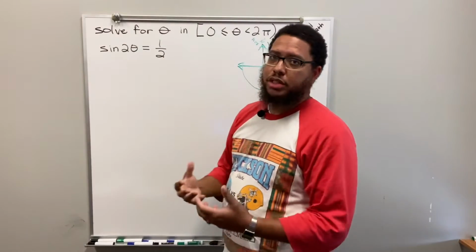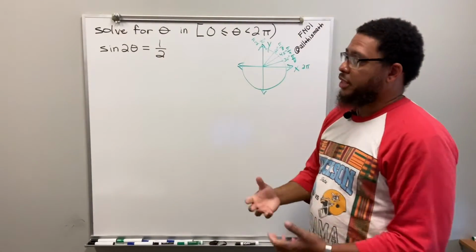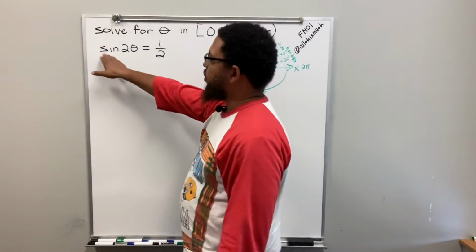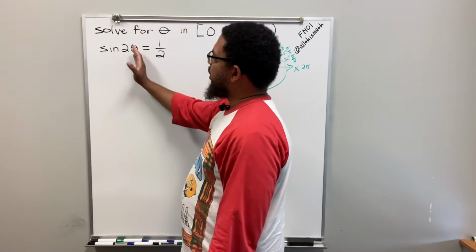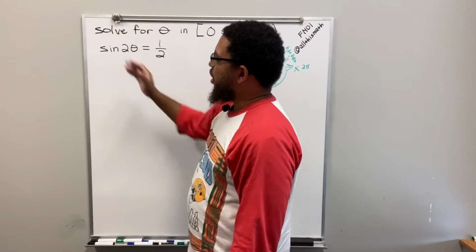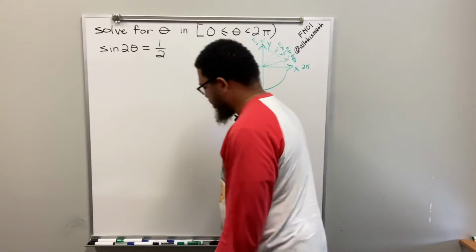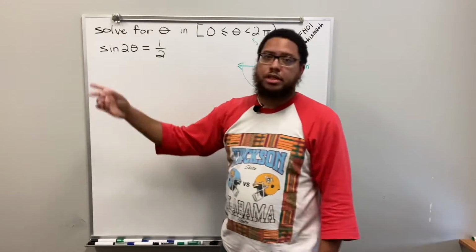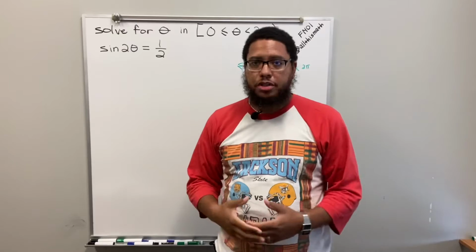Think of sine as a function in and of itself, all right? So I need to get rid of it. And I'm going to get rid of the sine function first before I get rid of the 2 because I want to isolate the theta by itself, all right? So this is what I'm going to do. In order to get rid of the sine function, I have to use something called the inverse sine function.